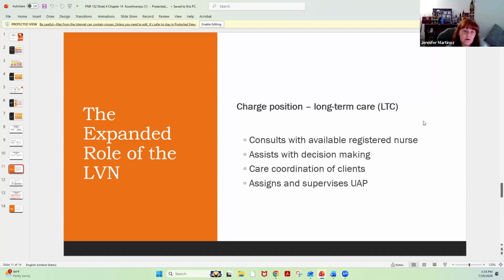They also assist with care coordination, and you are responsible as an LPN to assign and supervise the UAPs. So you will have nursing assistants or care partners, care techs, whatever they're called in your respective state. You will be responsible to supervise the duties that they perform.